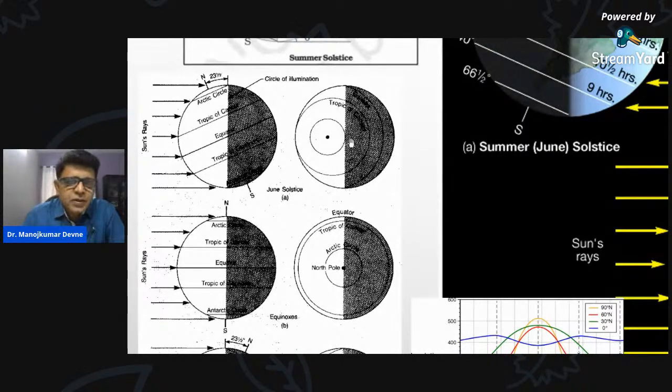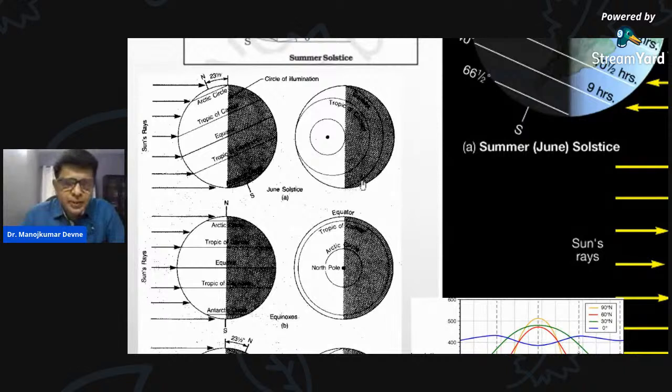So this translates into a geographical fact that on this day, you're going to have the start of 24 hour days, or rather I would say you have a 24 hour day along the Arctic Circle. That is the geographic fact about the mathematics and the geometry behind it.